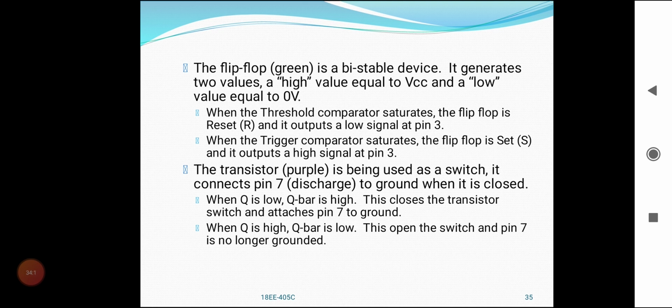The transistor, in purple, is used as a switch. It connects pin 7, discharge, to ground when it is closed. When Q is low, Q bar is high. This closes the transistor switch and attaches pin 7 to ground. When Q is high, Q bar is low, which opens the switch, and pin 7 is no longer grounded.